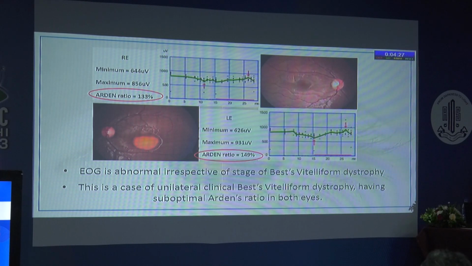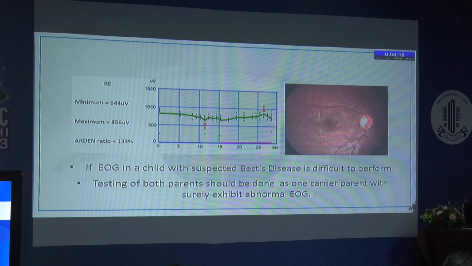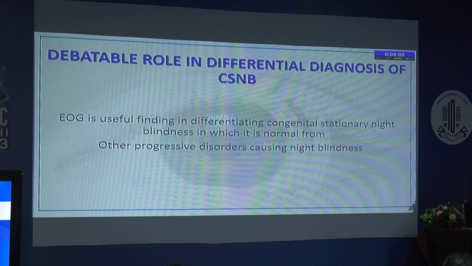If it is a case of unilateral clinical Best dystrophy, it will have a suboptimal Arden ratio in both the eyes. And if EOG in a child with suspected Best disease is difficult to perform, test both the parents, as one carrier parent will surely exhibit abnormal EOG. So test the parents. And there is a debatable role in the differential diagnosis of congenital stationary night blindness.